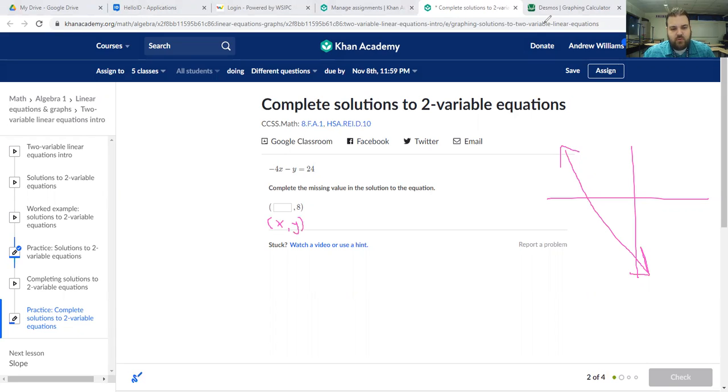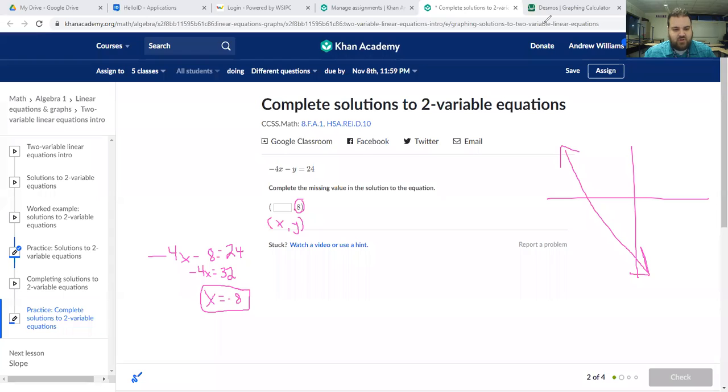So what we need to do on this equation is substitute 8 in for y. You're going to take the 8 and substitute it in for y and then solve for x. So we have negative 4x minus 8 equals 24. All we've done so far is analyze the point and substitute 8 in for y. Solve for x: add 8 to both sides, and you get negative 4x equals 32. Divide both sides by negative 4, and you get x equals negative 8. So the answer to this problem is negative 8.